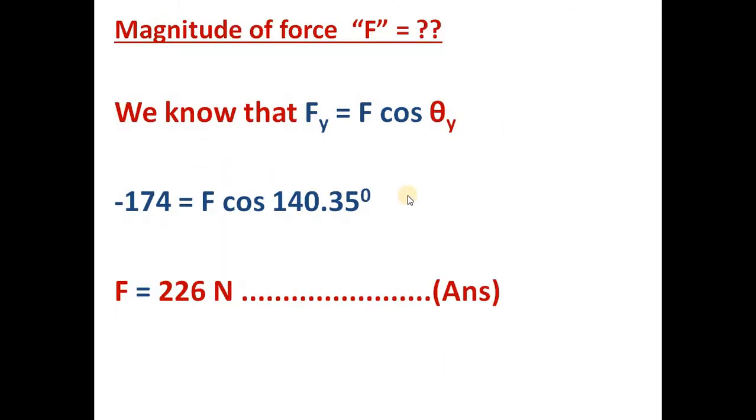Okay. Our next attempt is to find out the magnitude of force F, the total force F or magnitude of force. We have a relation that Fy is equal to F cos theta y. By using this relation we can find out the component force. Fy is equal to F cos theta y. But Fy is given in the problem as negative 174. It is applied here, equals F cos.